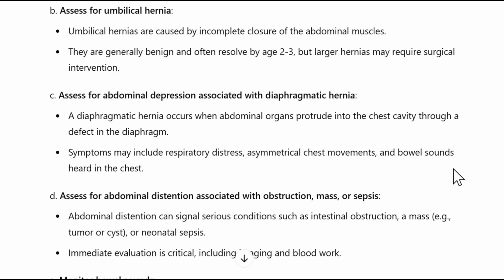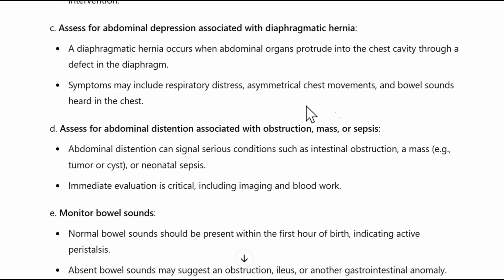C. Assess for abdominal depression associated with diaphragmatic hernia. A diaphragmatic hernia occurs when abdominal organs protrude into the chest cavity through a defect in the diaphragm. Symptoms may include respiratory distress, asymmetrical chest movements, and bowel sounds heard in the chest.